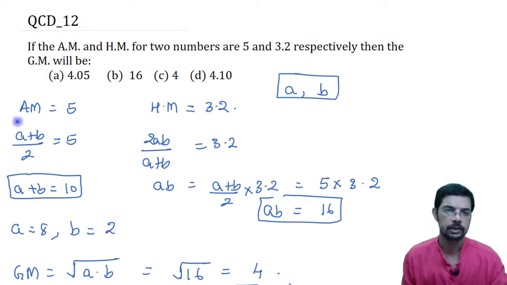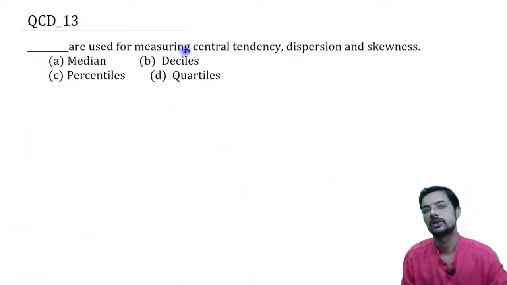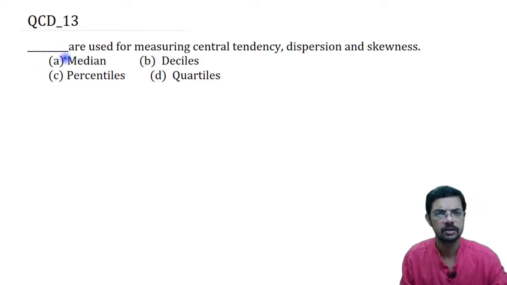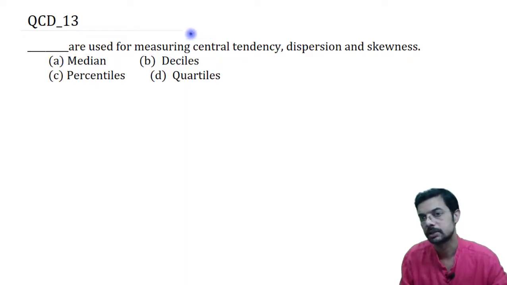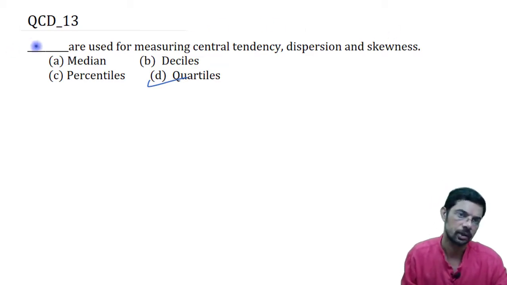Next question is question number 13. In this case, dash are used to find the measure of central tendency, dispersion and skewness. Which of the following are used? Median is used for measuring central tendency, but not dispersion. Mean deviation about the median is used for dispersion, not for skewness. Deciles are also not used. Quartiles are used in all three cases. So the answer is quartiles. The next question.